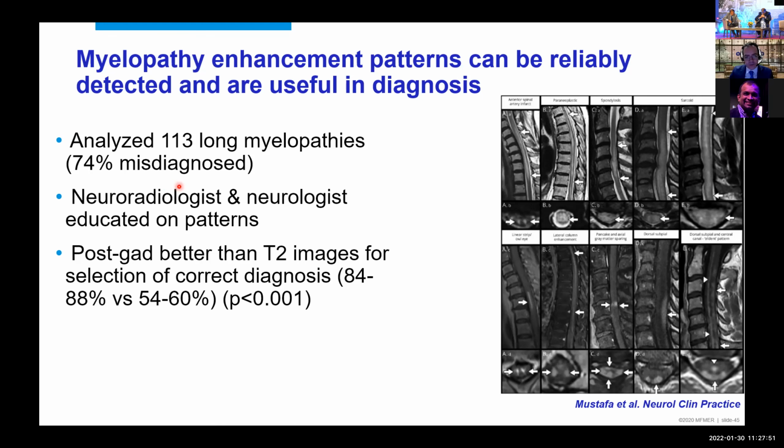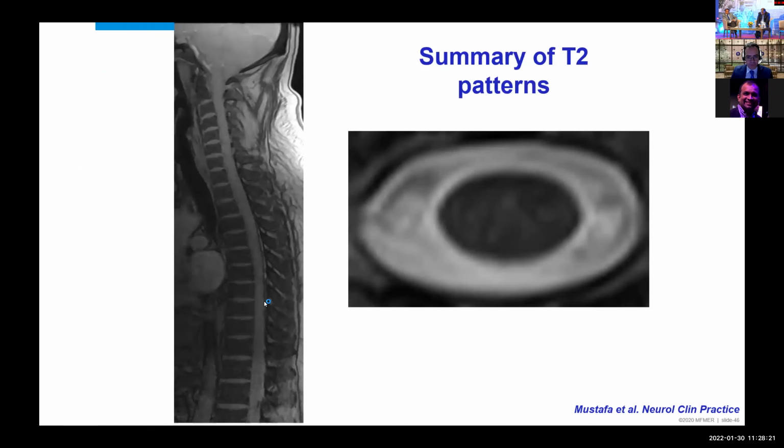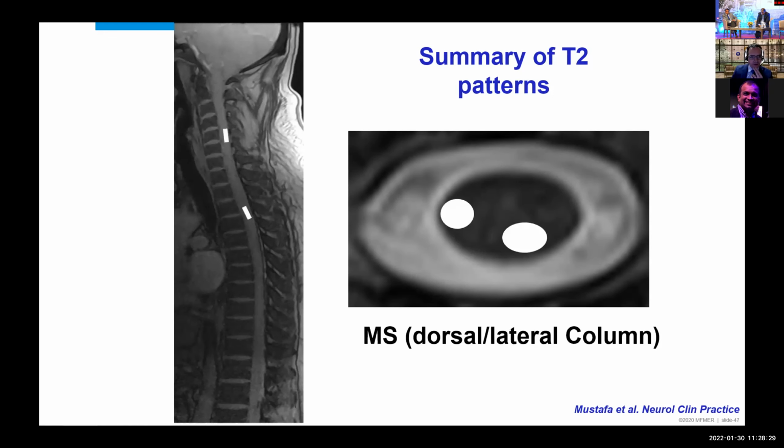received the wrong diagnosis. And we had a neuroradiologist and a neurologist who were educated on the patterns. And what they found was that they were able to identify the correct diagnosis much more frequently when they had the post-gadolinium images added to the T2 weighted images. So on the T2 weighted, they were able to detect it in 50 to 60%, but up to 90% almost after post-gadolinium. So it's worth recognizing these patterns because they can be really useful in diagnosis. So what I'm going to do now over the next many slides is summarize some of these patterns, and then we'll come back to some of the cases that I showed earlier.